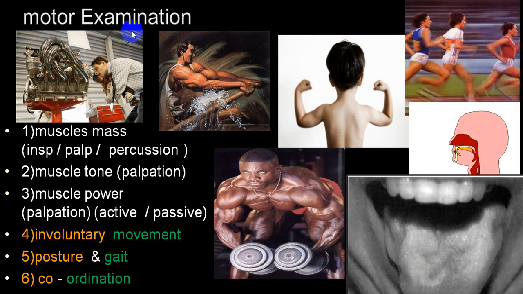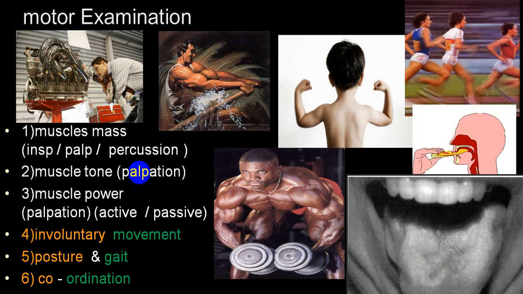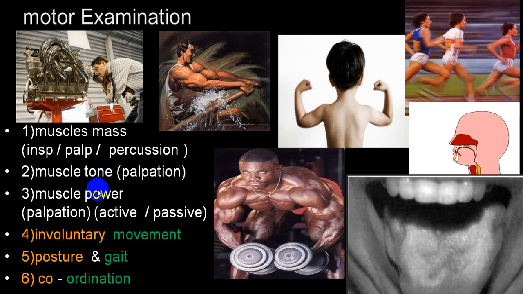All this has to be examined when you are going for motor system examination. So mainly while examining the motor system, we look for the muscle mass, and that we examine by inspection, palpation as well as percussion. And muscle tone is mainly by doing palpation of the muscle during active movement and passive movement. While power is during active or passive movement, you can feel the resistance by doing palpation. Involuntary movement is mainly by observation.